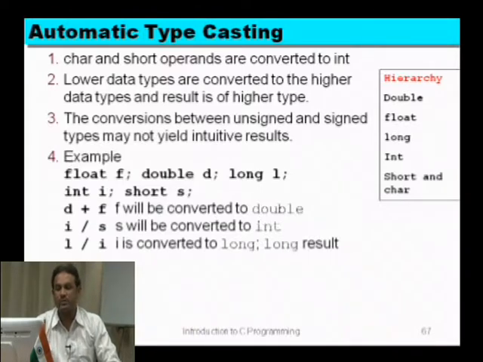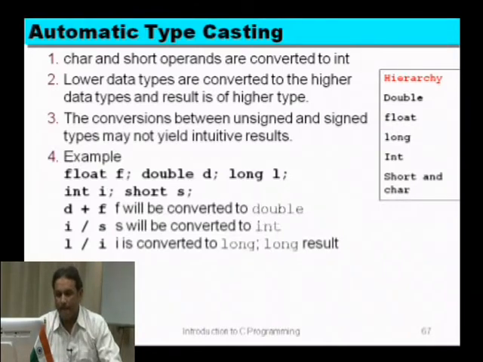The conversions between unsigned and signed types may not yield intuitive results. What do you mean by unsigned and signed? You are converting from signed to unsigned, and a combination of such operands may not generate good results. So you should not convert from signed to unsigned or unsigned to signed. If you are using signed, use both signed operands, or if you are using unsigned, use both unsigned operands. In that way you will get the desired result, otherwise you may get erroneous results which may not satisfy your requirement. Examples are here.